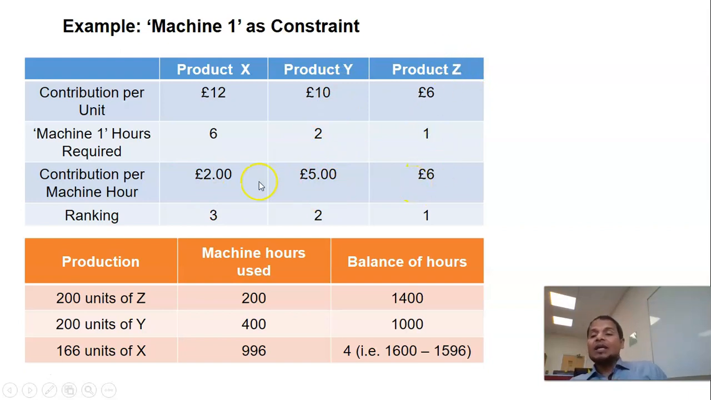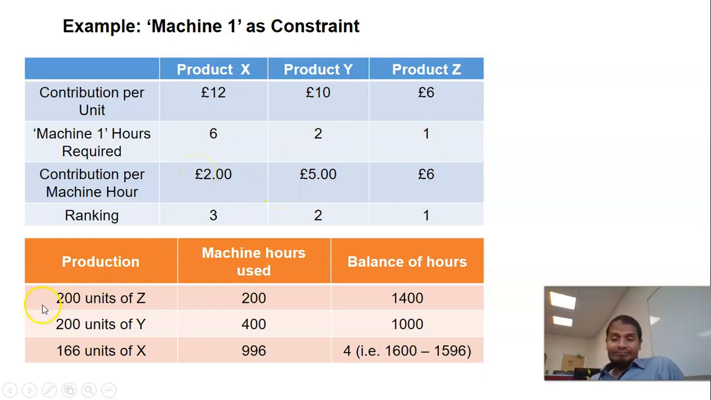So obviously, you will look at which one is the highest. Product Z will again give you the highest contribution. Highest contribution means highest profit because the fixed cost is the same whether you produce X, Y, or Z. So we will try to produce Z again. That's the first preference. Y would be the second preference, and X is the third preference.